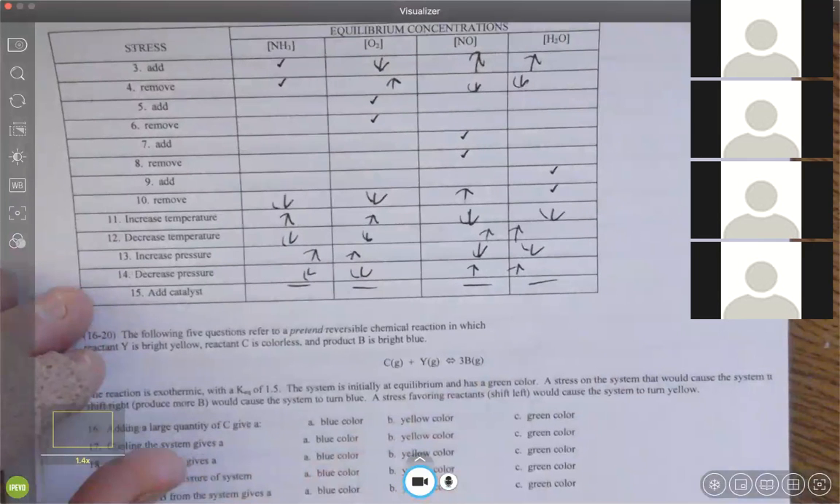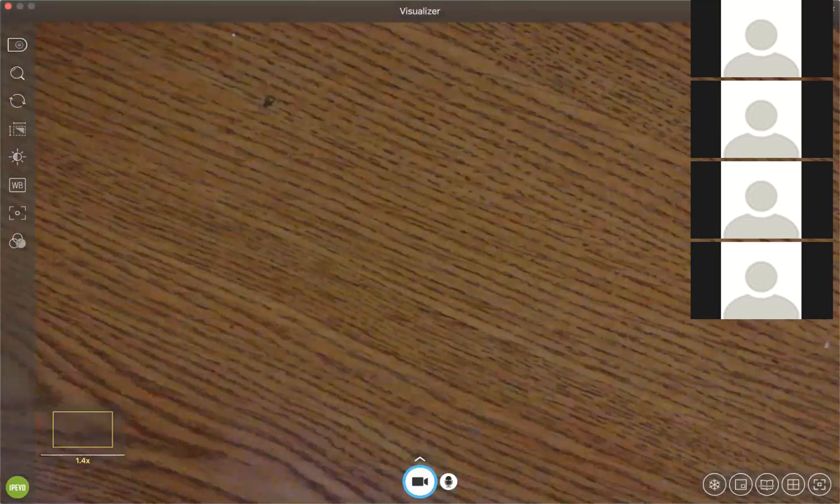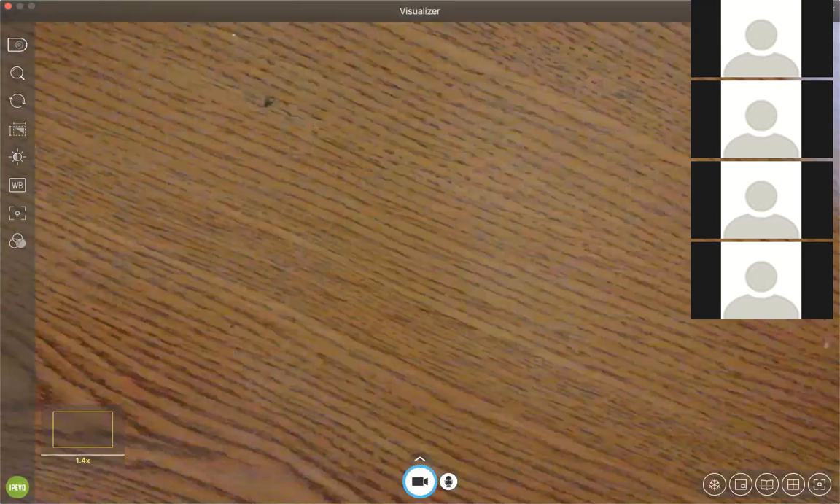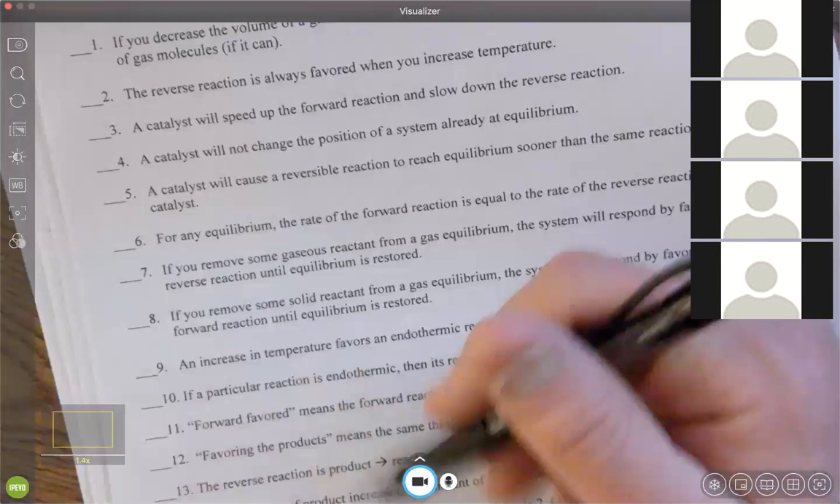Cool. Hopefully we're all right with that. Again, there's many more pages on this. I will try to put up the answers for these.